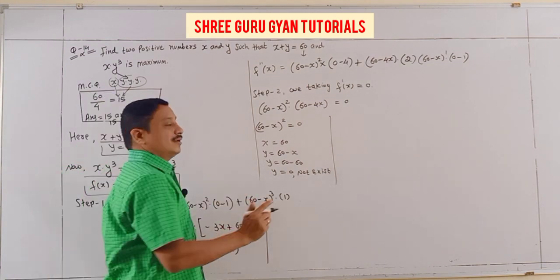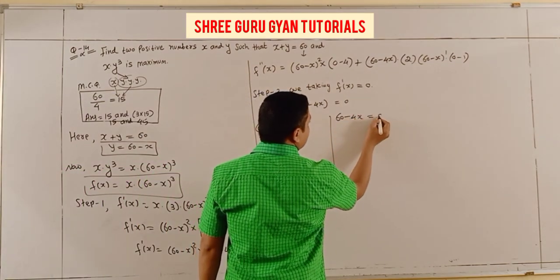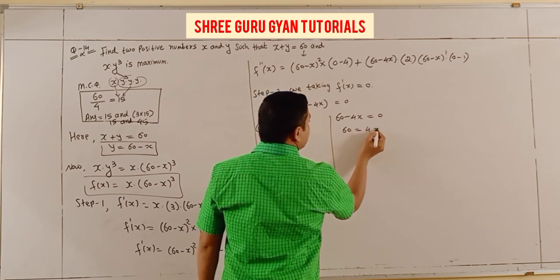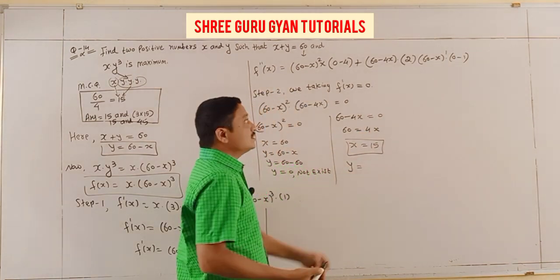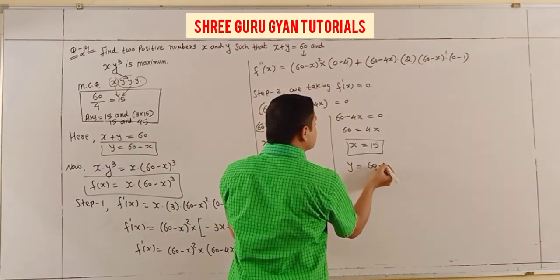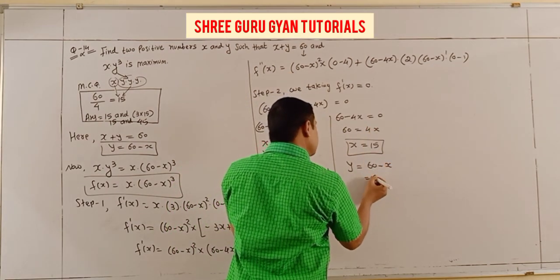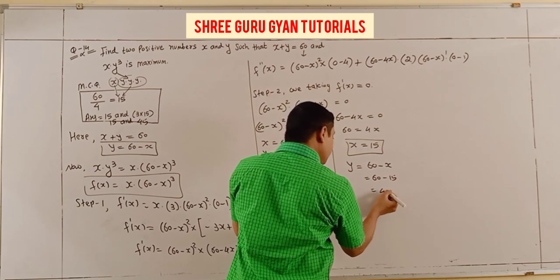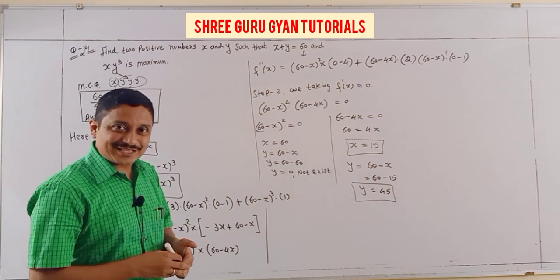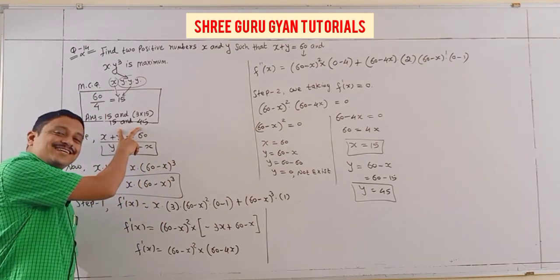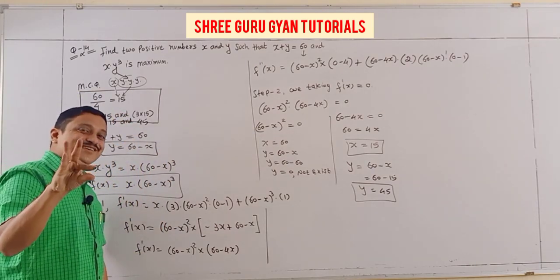Now, one more. 60 minus 4x is equal to 0. You get x is equal to 15, and y is equal to the same concept, 60 minus x. 60 minus 15, we get 45. Check. These 15 and 45 are the two answers. I already wrote this in the shortcut MCQ.